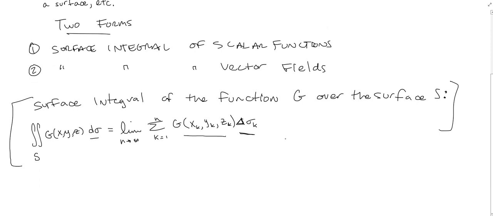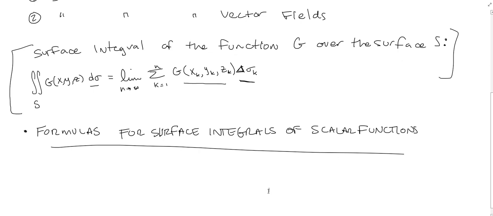The meaning of this depends on the application. Let's say G is some constant, then this is going to give us the area. If G represents mass density, then this integral will give us total mass. If G represents charge density, then this integral will give us total charge. I'm going to give you different formulas for evaluating our surface integrals, and it depends on how your surface is described. So, formulas for surface integrals of scalar functions.